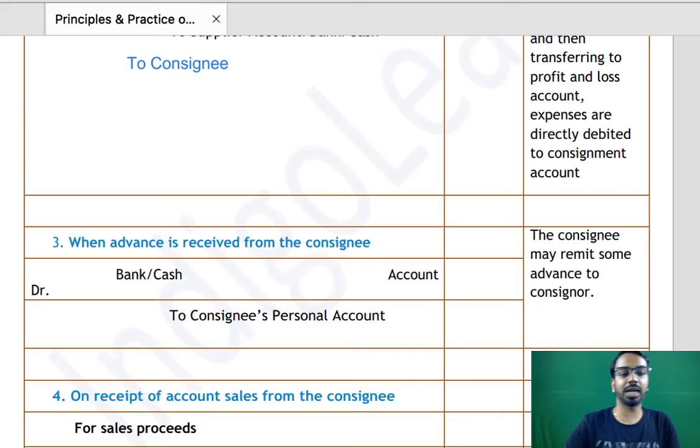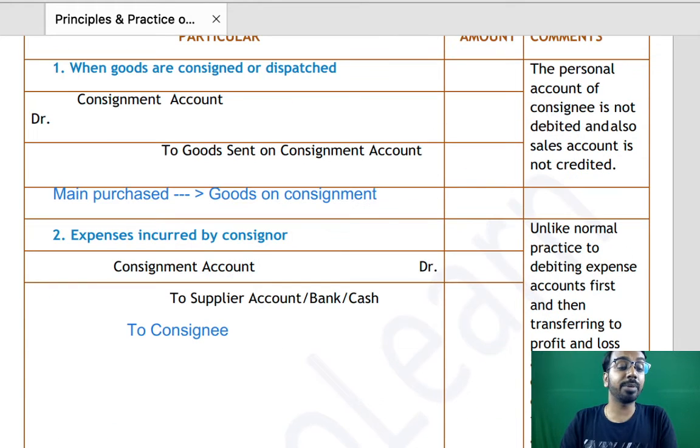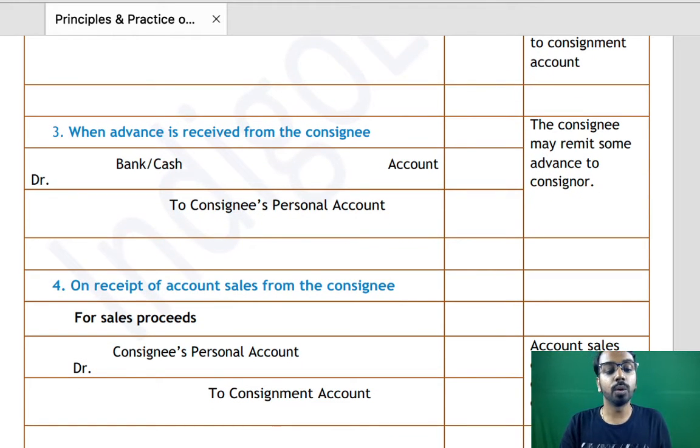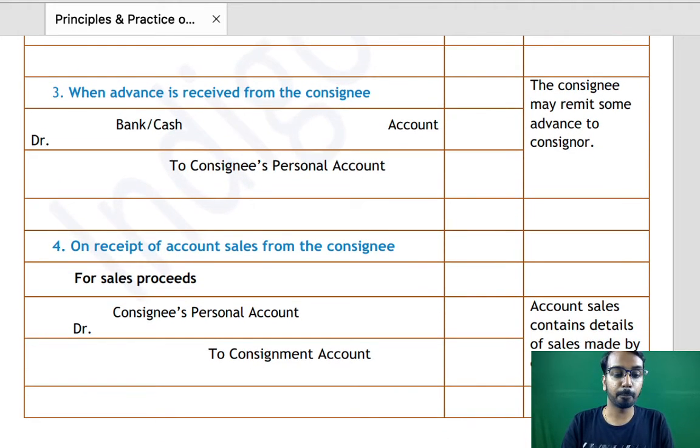So just to quickly revise, consignment account will be debited with the goods sent on consignment, with all the expenses incurred by the supplier, or by bank, or by cash, or incurred by the consignee. On the credit side, you would have consignee's account debit to consignment account.